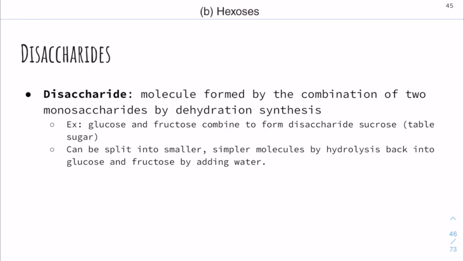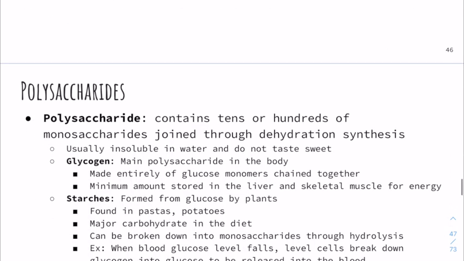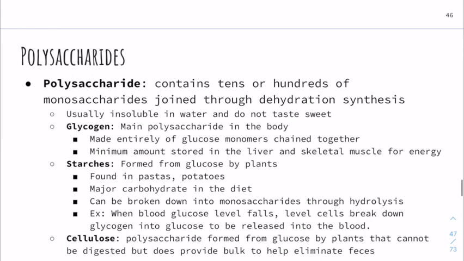A polysaccharide. Poly means many. So a polysaccharide contains tens or hundreds of monosaccharides that are joined together by dehydration synthesis. It's usually insoluble in water and they don't taste sweet.